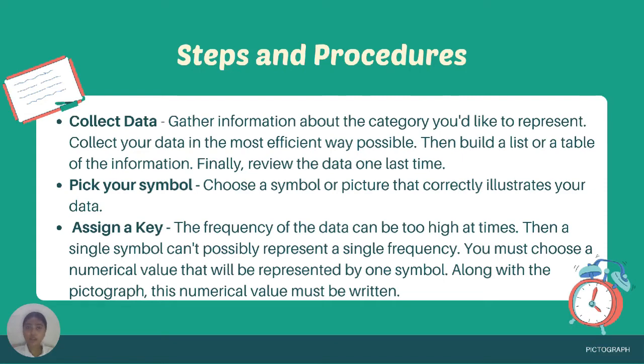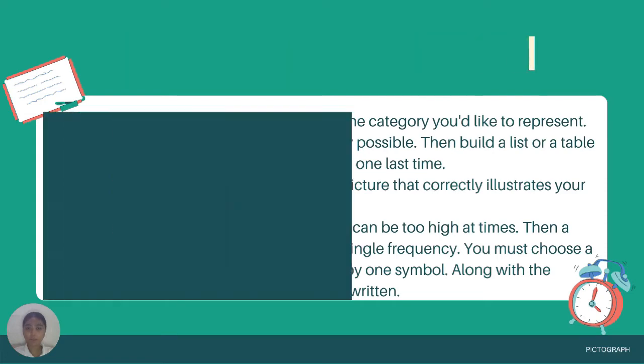Step 3 is to assign a key. Sometimes the frequency can be too high, so one symbol can't represent one frequency. Then you must choose a numerical value that one symbol will represent. Take note that this numerical value must be written along with the pictograph.